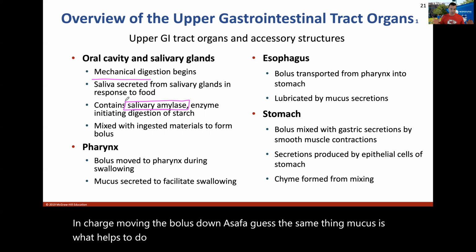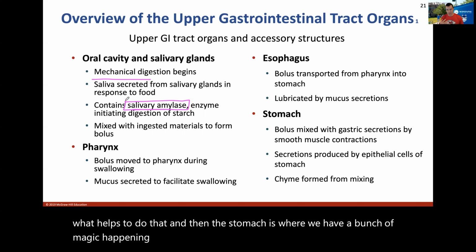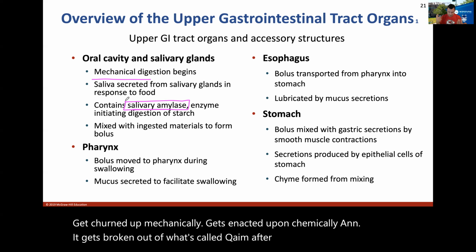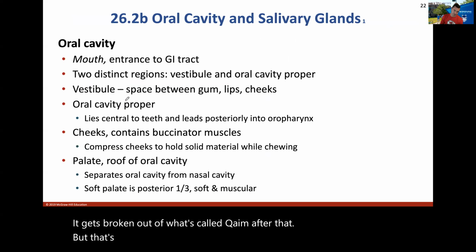And then the stomach is where we have a bunch of magic happening. This is where that bolus of food gets mixed, gets churned up mechanically, gets enacted upon chemically, and it gets broken down to what's called chyme after that. But that's the overview. Let's look at all the stuff, okay?